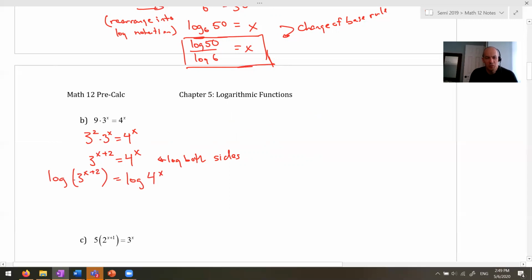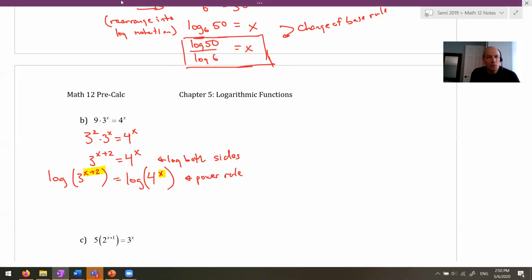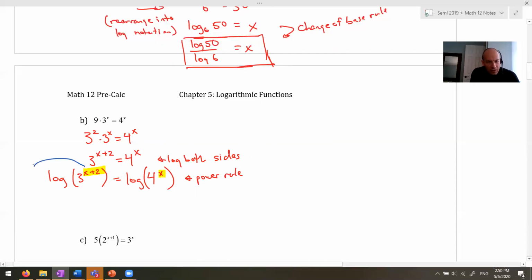You might notice sometimes I put brackets around the argument, sometimes I don't, sort of just a personal preference here. When I have big arguments, I definitely like to do it. Maybe I can do it here. Doesn't really matter that much. Okay, so the whole reason for logging both sides is we can now use the power law or the power rule, and we can take the entire exponent out front. So it's really important that you understand the entire exponent comes out front. So what this is going to look like, that entire exponent comes out front there, and we're also going to bring it out front there.